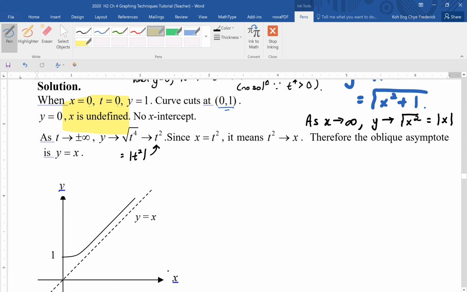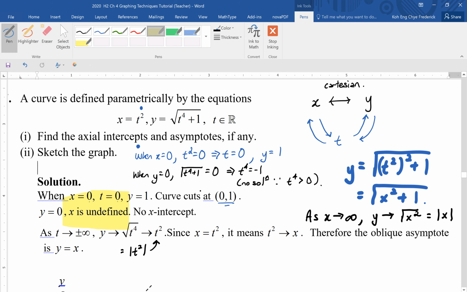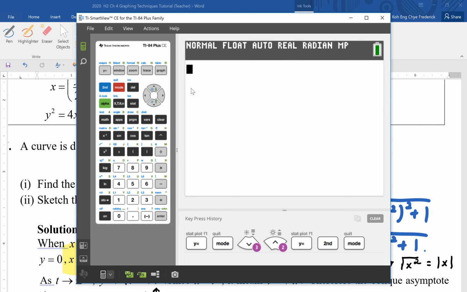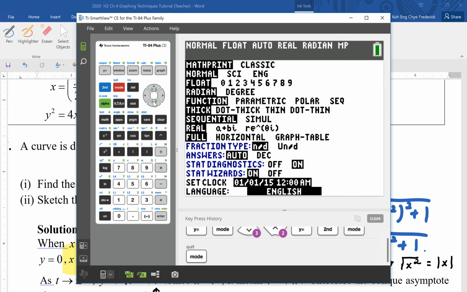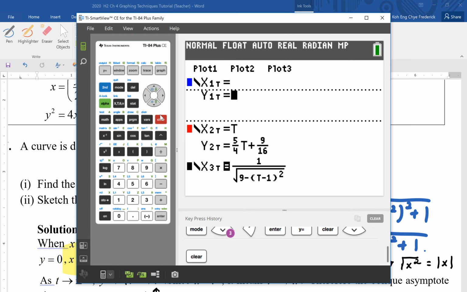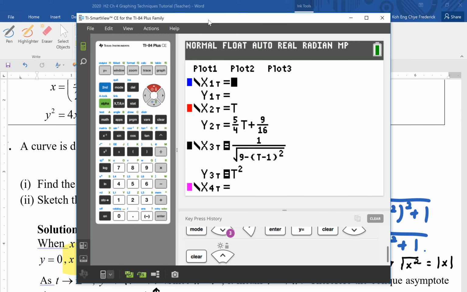The graph is as follows, but I'll just show you how to key this into the GC. Please pay attention to this, especially for parametric graphs. The range of values of the parameter is very important. So on the GC, go to mode first, change it to parametric, go to Y. I have many things here. Here's the first one. So let's key in accordingly.